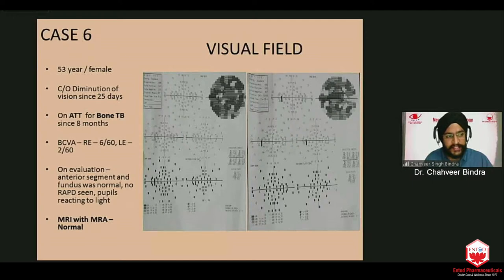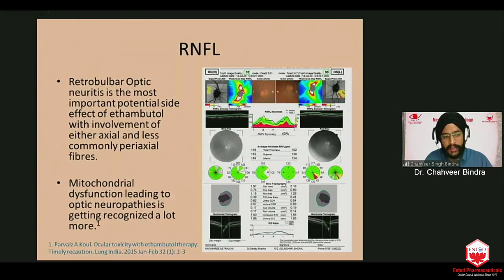This is case 6, a 53-year-old female with complaints of diminution of vision since 25 days. The patient was on anti-tubercular treatment for bone TB since 8 months. The BCVA in the right eye was 6/60 and in the left eye was 2/60. On evaluation, anterior segment and fundus were normal. There was no RAPD and the pupils were reacting to light. The MRI and MRA were normal. The RNFL showed thickening more on the nasal aspect.